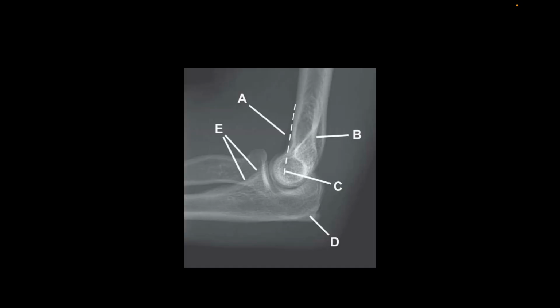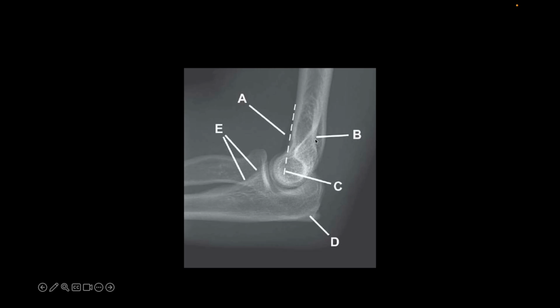This is a sagittal view of the elbow. They're pointing to the anterior part of the humerus. This is your anterior humeral line. You can use this line to see if there's a supracondylar fracture. Remember, the line should pass through the anterior 1/3 of the capitellum, which is here.